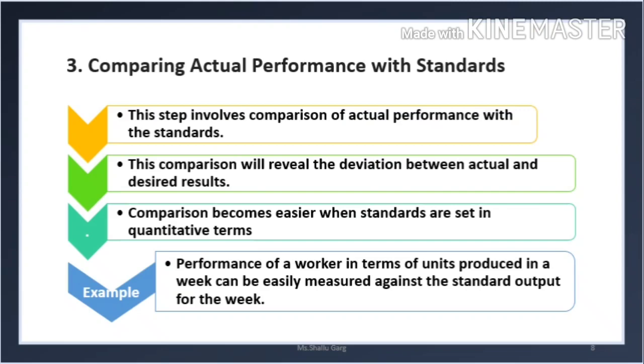Next is comparing actual performance with the standards. Now you will compare the both to find out the deviations. So it involves comparison of actual performance with the standards, and this comparison will reveal the deviation between actual and desired results. Comparison becomes easier when standards are set in quantitative terms. Example, like performance of a worker in terms of units produced in a week can be easily compared with the standard output for the week.